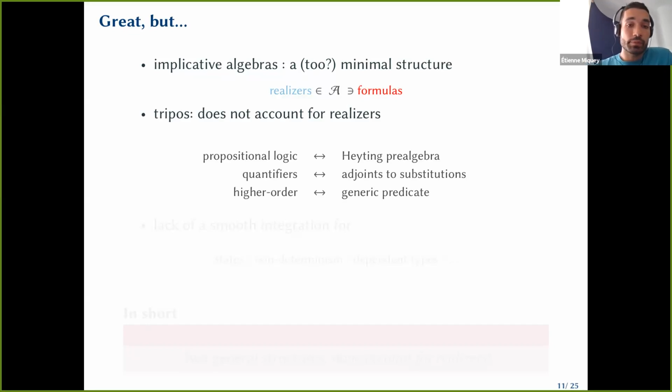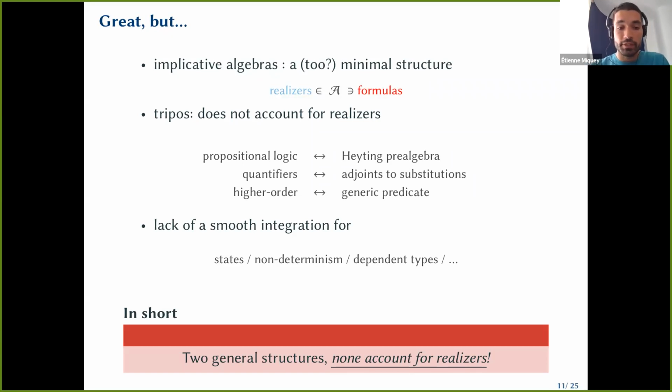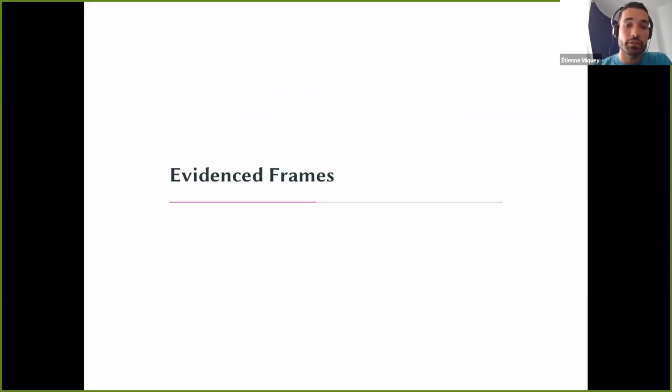Also, we have triposes, but as we said, everything in the definition of a tripos is logical, so it doesn't really account for realizers, terms, or computation. And all this is still lacking a way to incorporate effectful settings in the picture. So in short, the message here is that we had two very general structures to deal with realizability, but none is really accounting for realizers, or at least not for something which is not fixed, as in the case of implicative algebras. And that's where evidence frames appear.